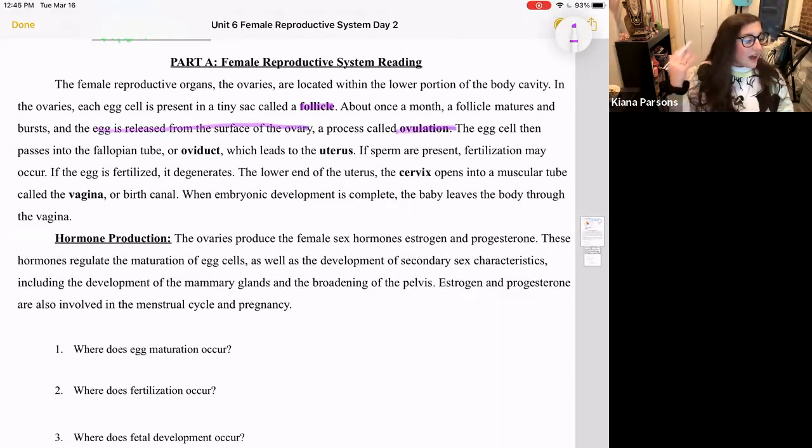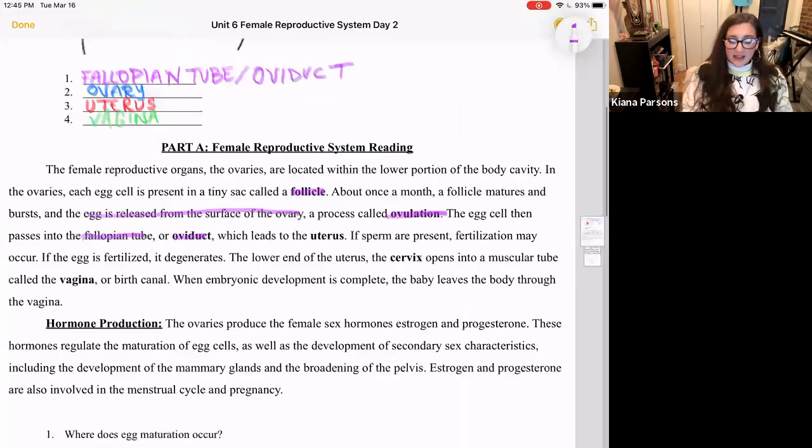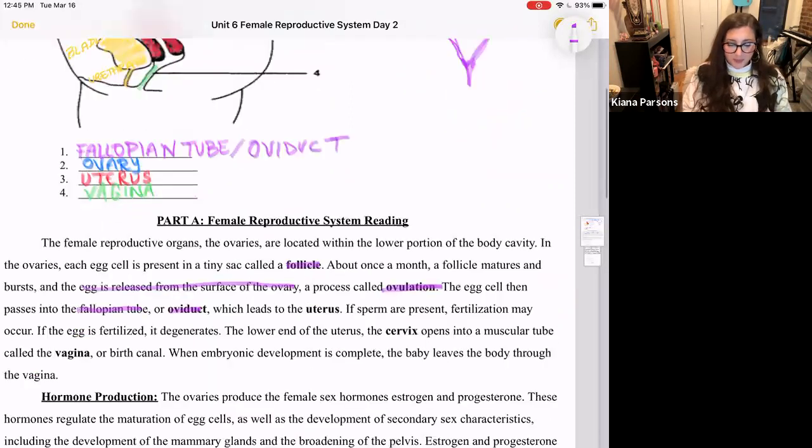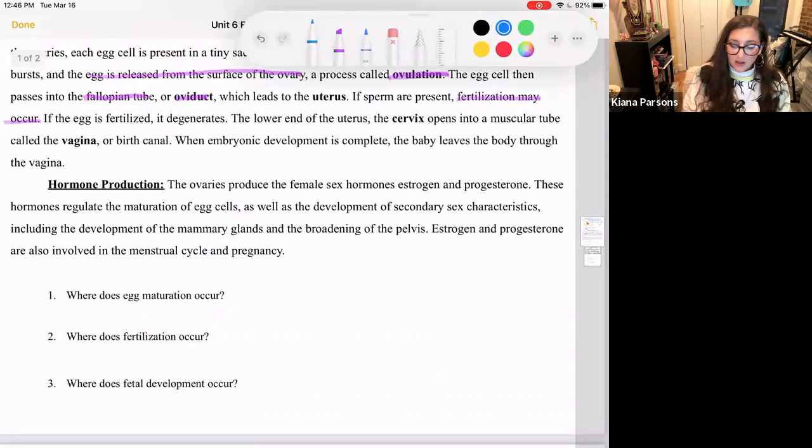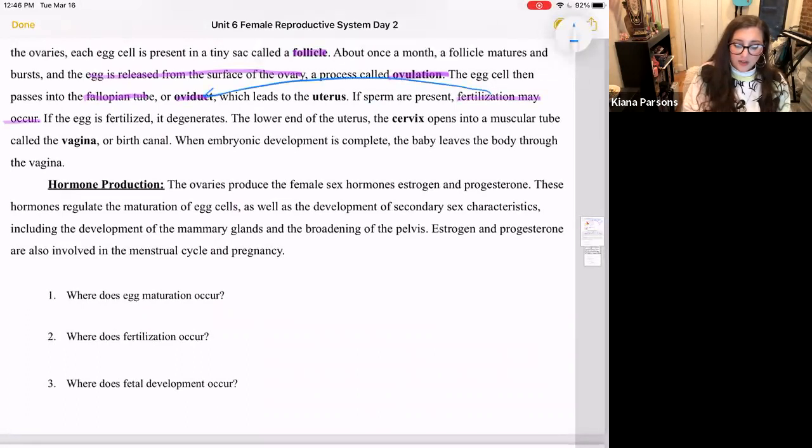So that's the release of an egg. The egg cell then passes into the fallopian tube or oviduct. And again, they mean the same thing. Fallopian tube is oviduct, same word, different word, same thing, which leads to the uterus. And again, that's the pathway we just saw. If sperm are present, fertilization may occur. And again, the site of that fertilization would be in the oviduct or fallopian tube.